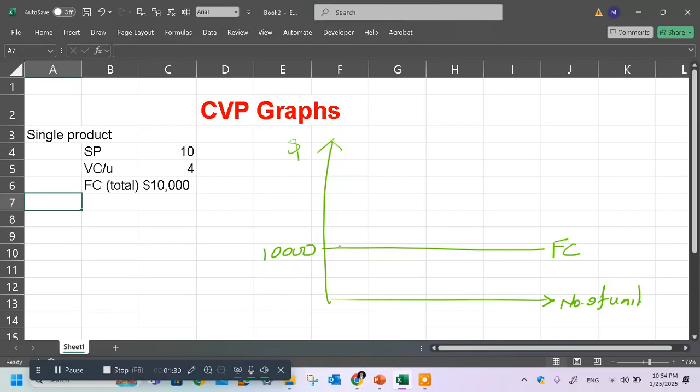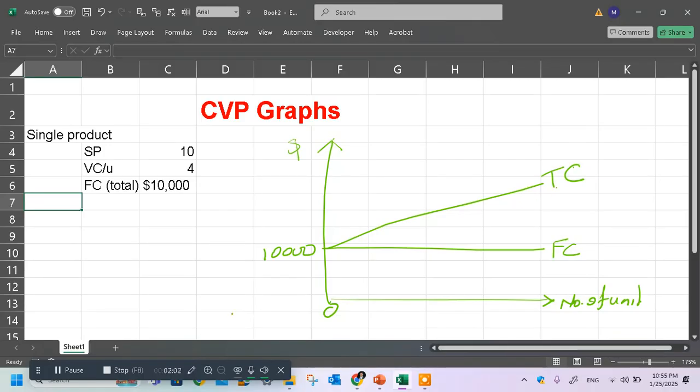Second one, total cost. It starts from fixed cost because at 0 units, you have only fixed cost. There is no variable cost. Then when the number of units increases 1 by 1, the variable cost will increase 4 by 4. So one unit will be 10,000 and a 4. Second unit another 4. Third unit another 4. So it keeps increasing at a constant rate.